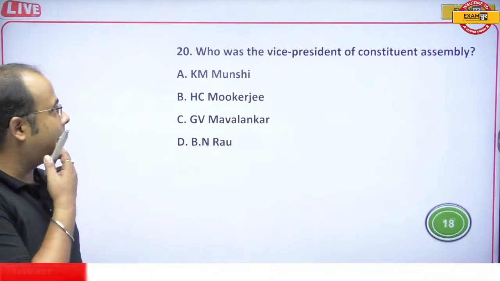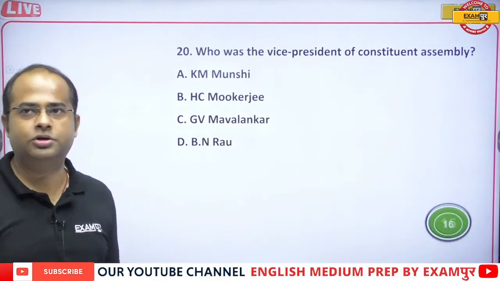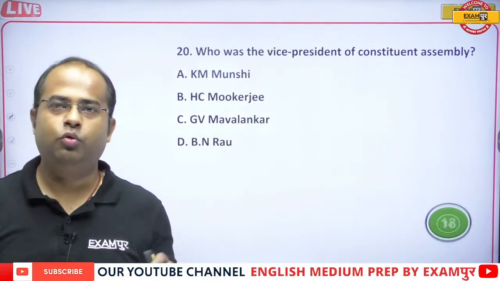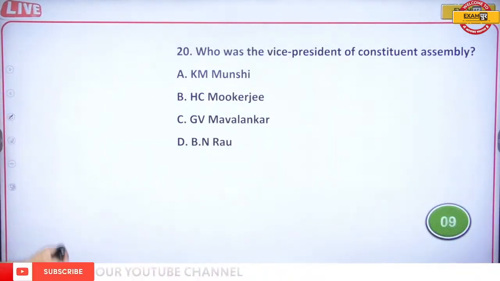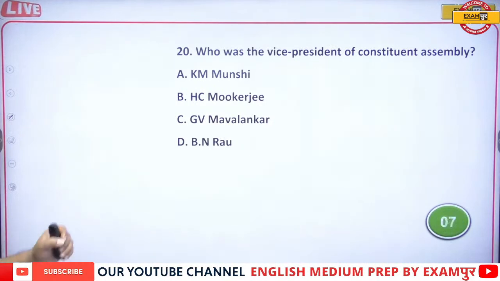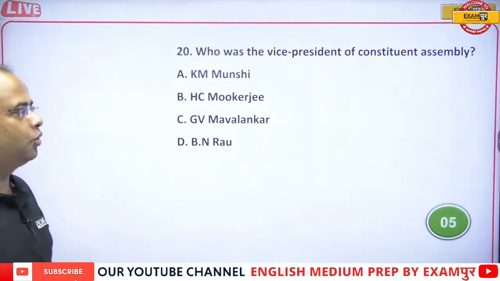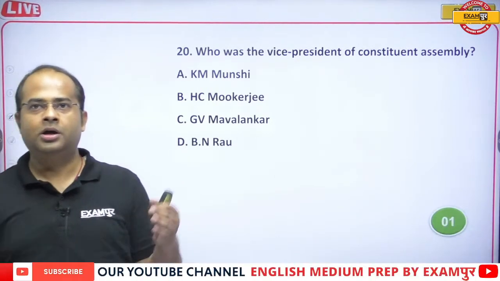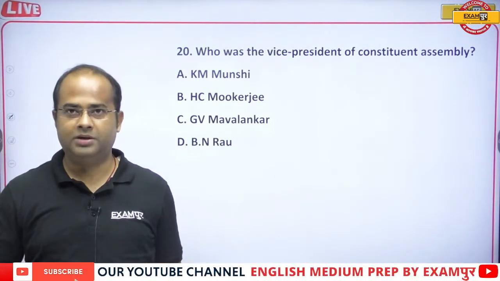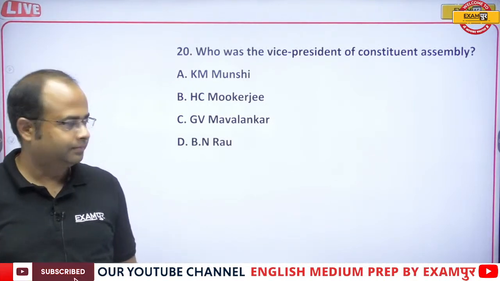The question we have is, who was the vice president of the Constituent Assembly? K.M. Munshi, H.C. Mukherjee, G.V. Mavalankar or B.N. Rao? The vice president of the Constituent Assembly that was constituted on 9 December 1946, when the first meeting was being held then.